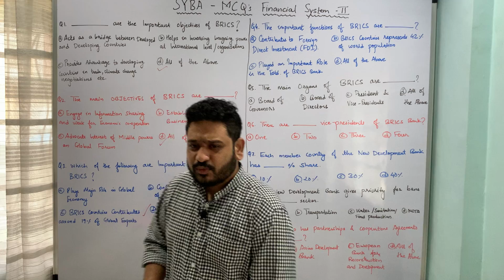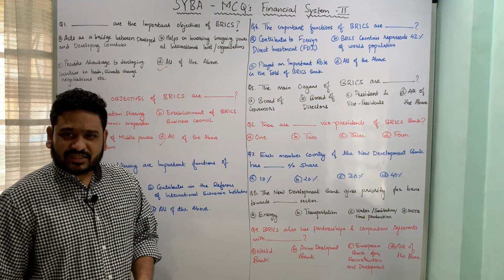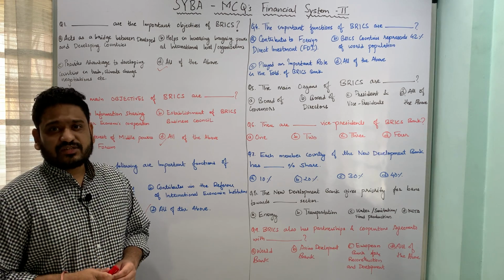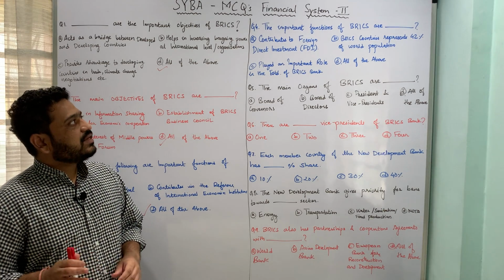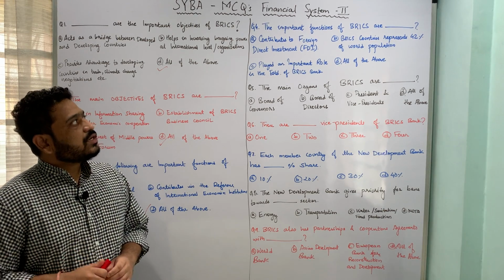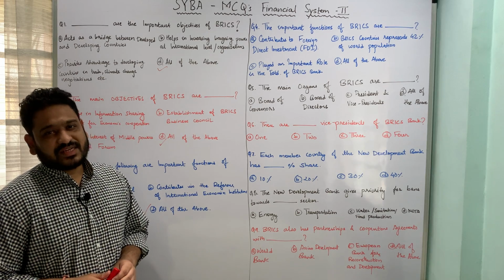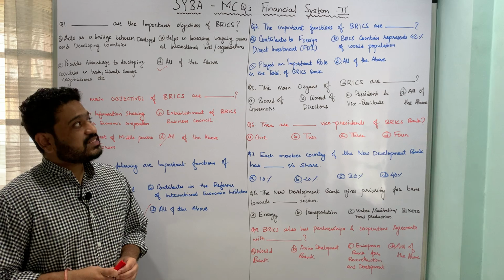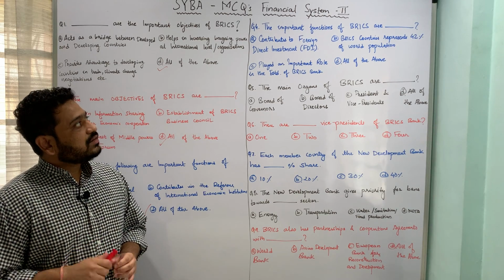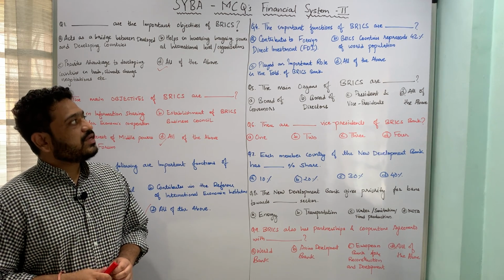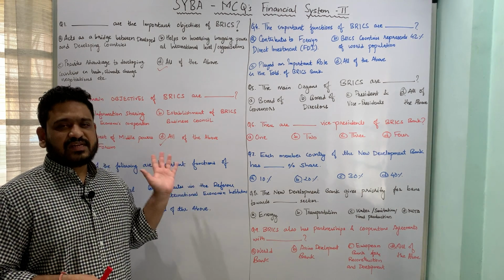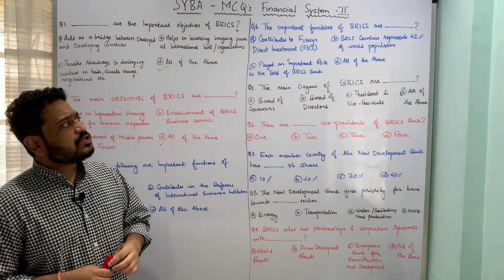Let us now move to the next one. Again, the next question is in relation to the important functions of Brics, and the question is the important functions of Brics are dash, and the underlying options are: A, contributes towards foreign direct investment; second is Brics countries represent 42% of world population; third is plays an important role in establishment of Brics Bank or the New Development Bank, as we have seen in my previous lecture; and the last is all of the above.